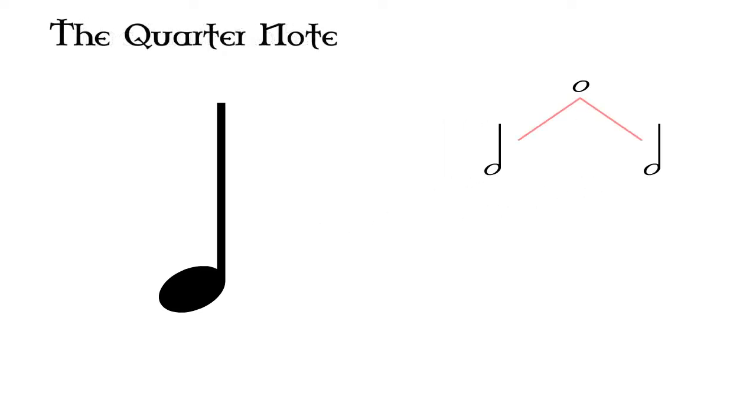The half note, or minim, has a length of 2 counts, and it is half the value of a whole note. The half note is represented by an open note with a stem. The quarter note, or crotchet, has a length of 1 count, and it is a quarter of the whole note and a half of the half note. The quarter note is represented by a filled-in note head with a stem.